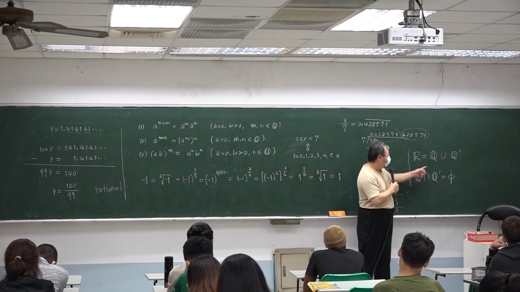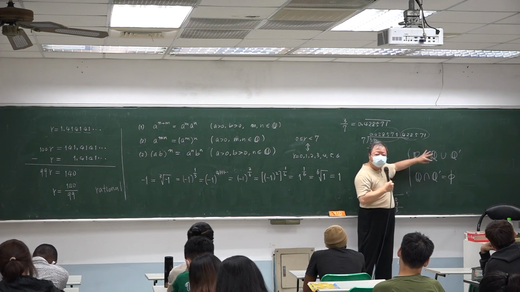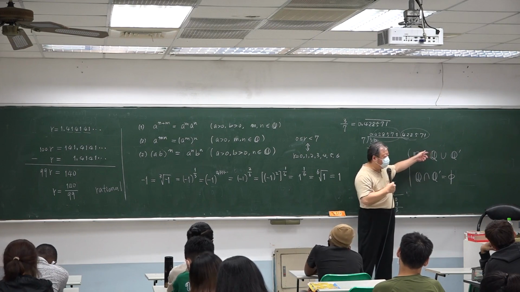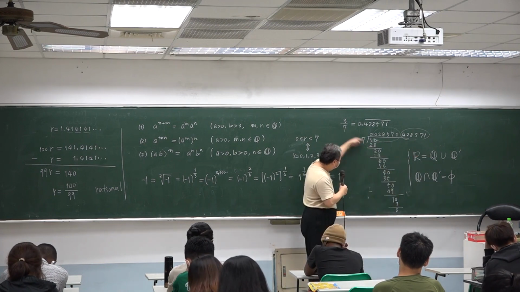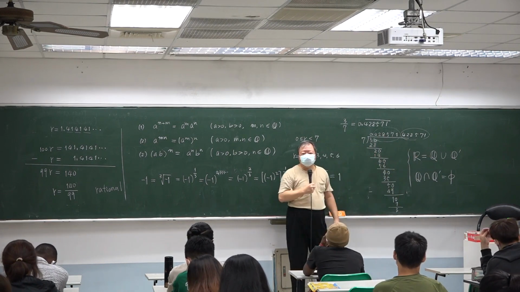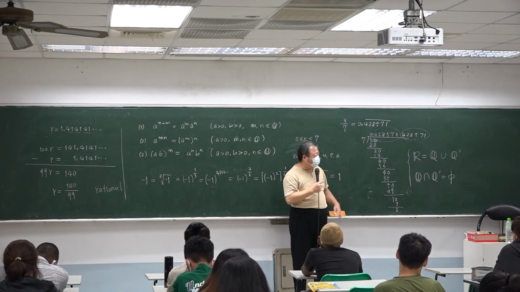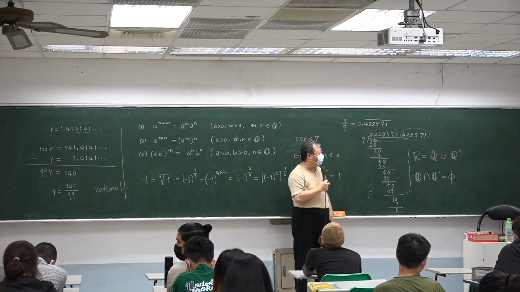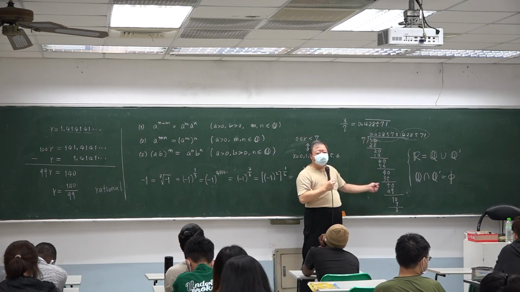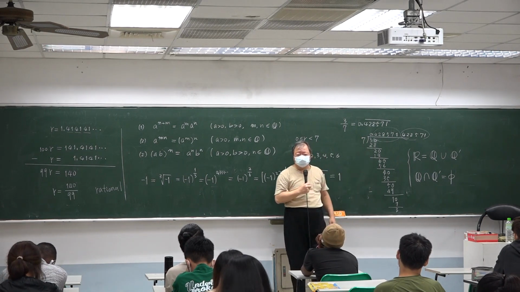Every repeating decimal is a fraction. Conversely, every fraction is a repeating decimal. So we call a real number which can be expressed by a ratio or a fraction a rational number.